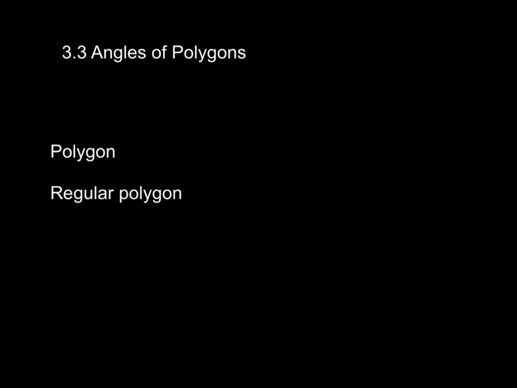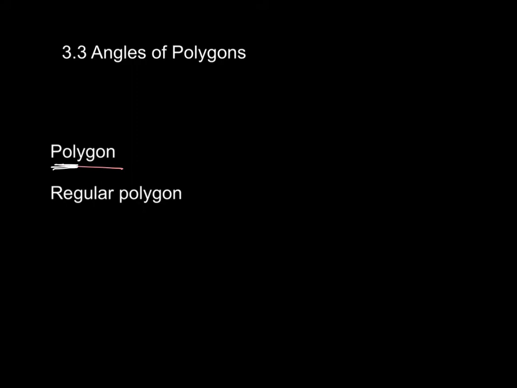Here we are in section 3.3, which is on angles of polygons. So, these are your vocab words. A polygon, poly, this prefix here, means many, right? Think of like polytheism, many gods. You probably talk about that in your social studies classes when you're studying historical religions. So a polygon is a closed plane figure.